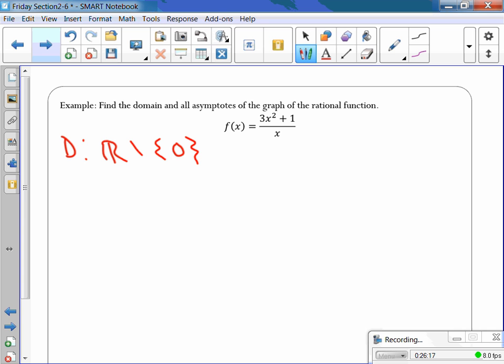So what is my vertical asymptote, Kyle? X equals 0. Okay. Remember, we're just going to take that point that we excluded from our domain. That becomes my vertical asymptote, x equals 0. Do I have a horizontal, James? No. In this case, we have n is larger than m, so I do not have a horizontal. Do I have a slant asymptote?